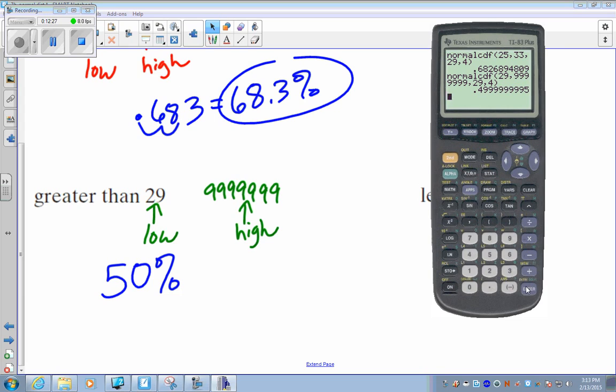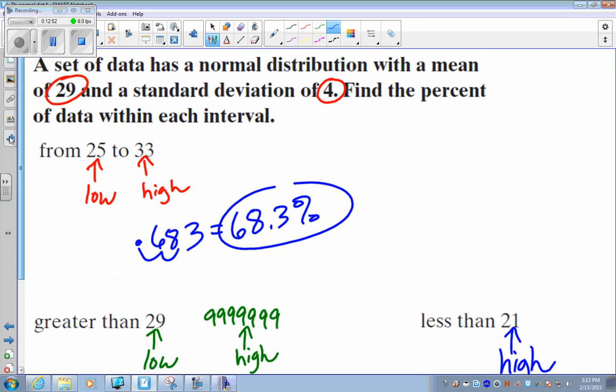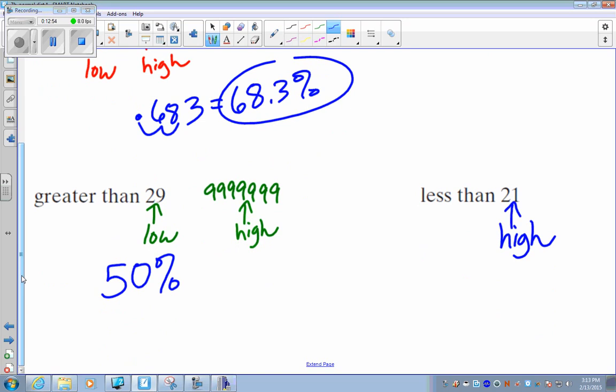For less than, probably not going to put this in the calculator, but say less than 21. 21 is the high number. Less than, well, we don't know what number we're talking about here. So unless it talks real life data, we could write 0 or a really, really small number. That's your low for this case. But I'm not going to waste your time. You guys will know how to do that.